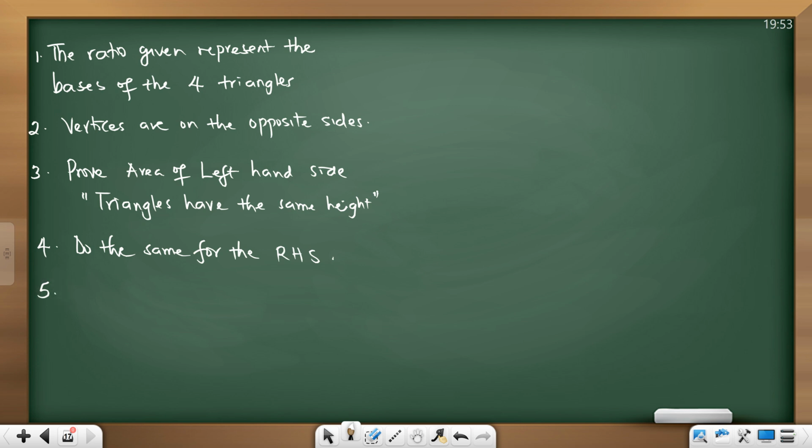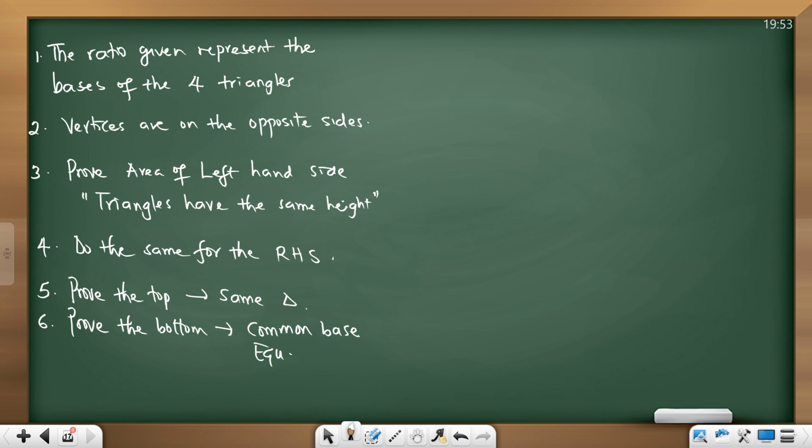Step 5. Prove the top. And that one will simply be what? It is the same triangle. Prove the bottom. But 5 and 6 may change based on what they give you. You just need to take note. Prove the bottom. And what will be the reason? Common base and equal height. But take note, 5 may go to 6 and 6 may go to 5, depending on how the examiner puts it. And we are done.